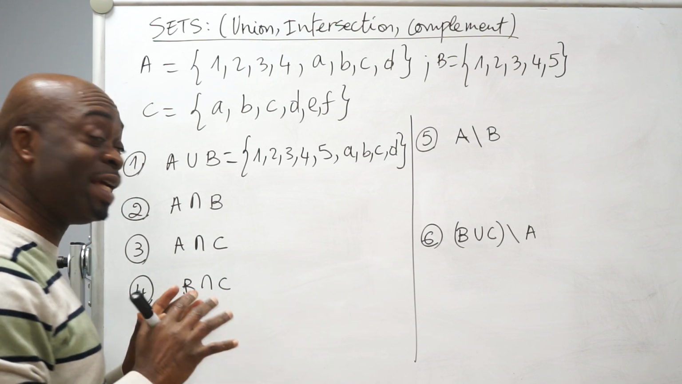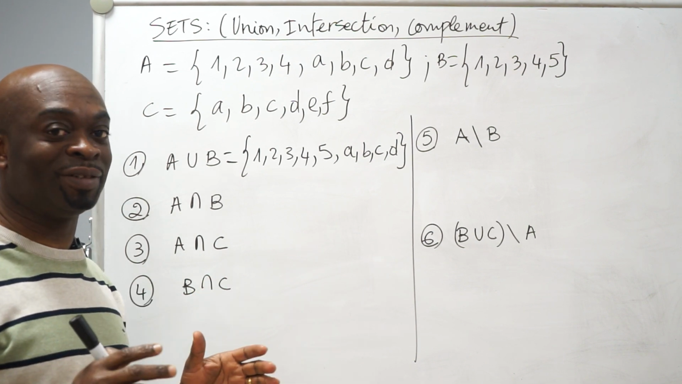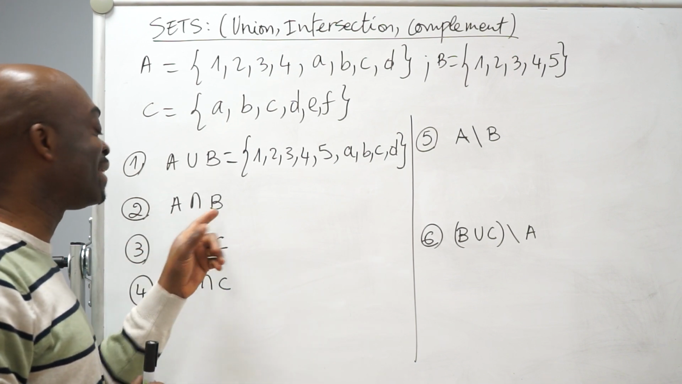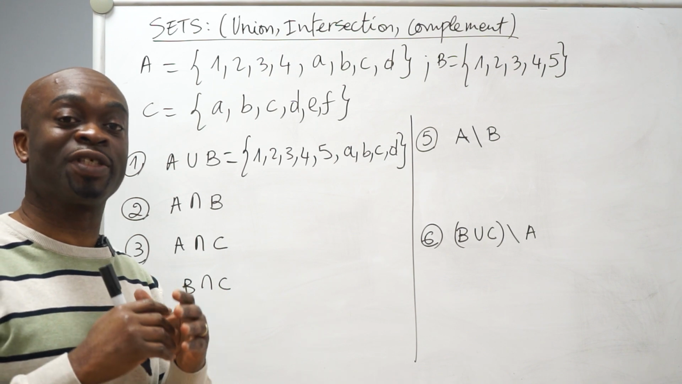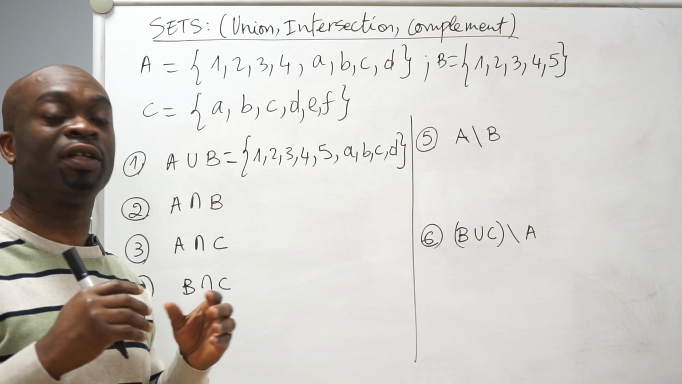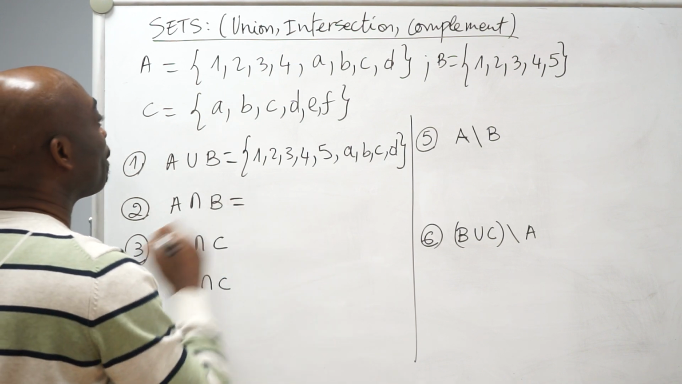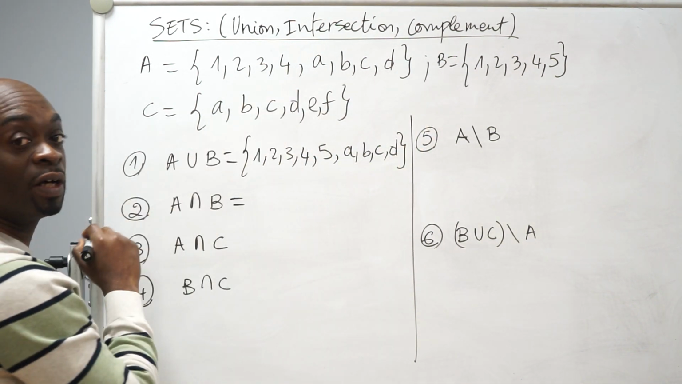Okay? So you see how easy this can be, but it can also be tricky if you don't understand what you're doing. All right? So let's go for question 2. We're talking about A intersection with B. And intersection means whatever those two sets have in common. So whatever those two sets have in common, that's what question number 2 is. So what would that be? So A intersection with B. So what do they have in common?